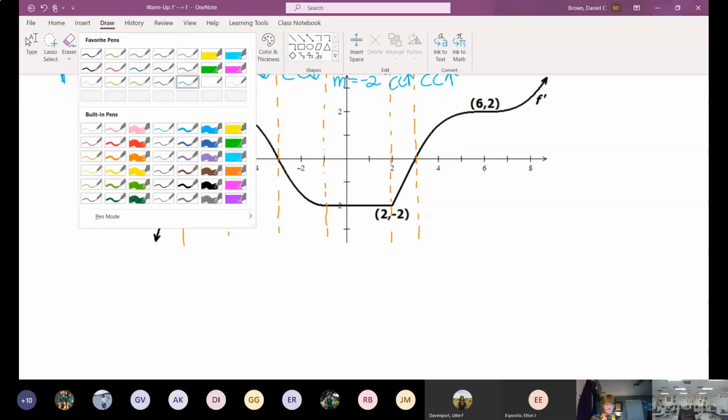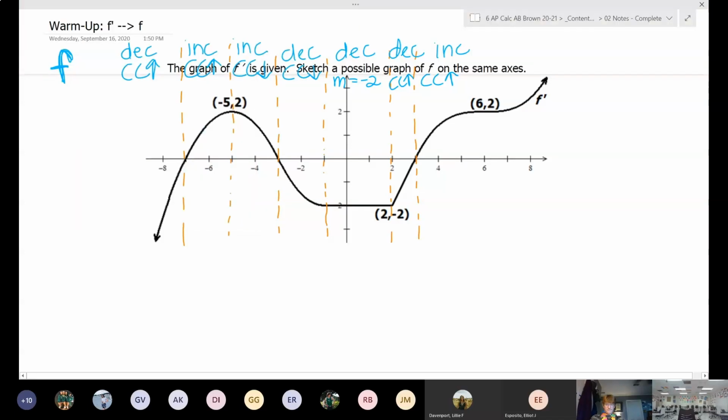But then when I go to graph it, again, the y value doesn't matter. I just want to pick a starting point and go with it. So this first section needs to be decreasing and concave up. I see I'm going to be increasing and decreasing for a while, so I'm just going to start somewhere in the middle. So decreasing and concave up. Next section is increasing and concave up. Next section is increasing and concave down.